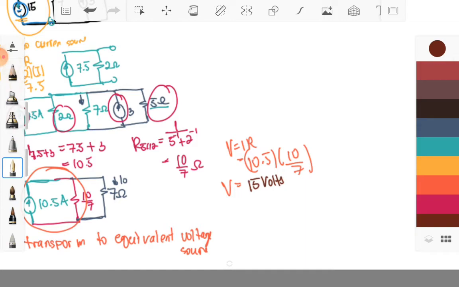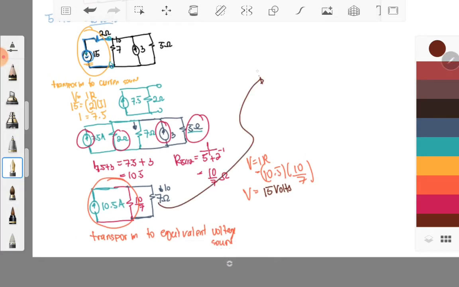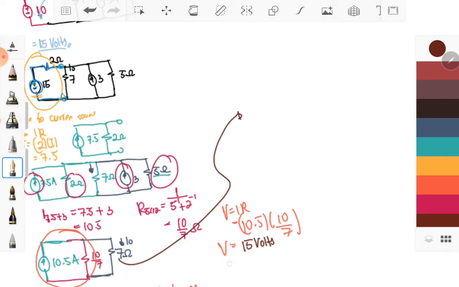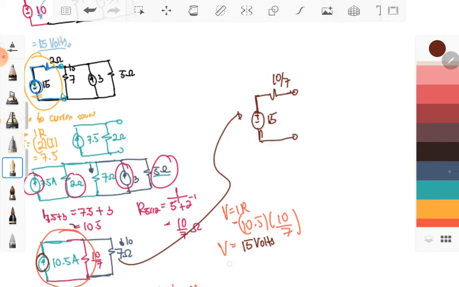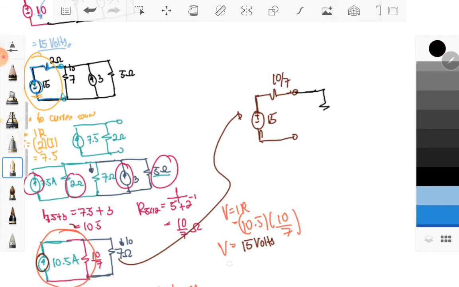So take note that your R will be in series. So therefore I may rewrite it into this circuit diagram. So we have, take note of the direction of the current, so positive, negative, 15 volts, and then we have a series resistor which is 10/7. So this resistor will be in series with your 7 ohm, and then we have IO going to our 7 ohm.